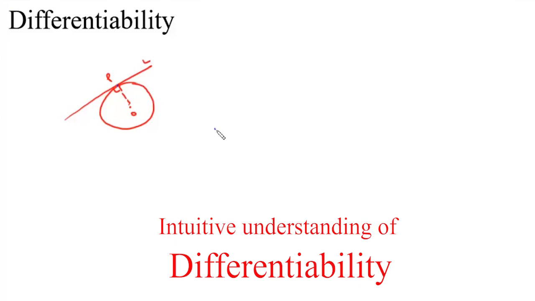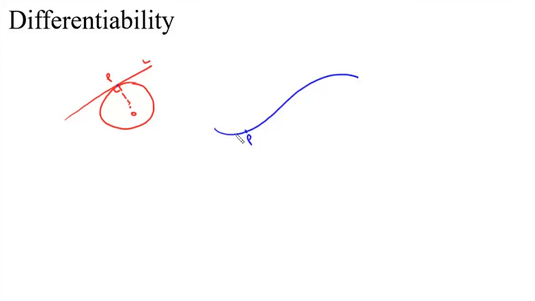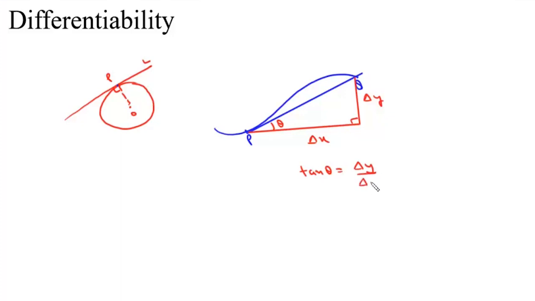Now when we talk about tangency of a general curve, say for example this one, we need to take a more dynamic approach. And for that, what we generally do is we draw a secant through a point, say P, and let the secant be PQ. Now we'll calculate the slope of PQ. This is say theta, this is delta y, and this is delta x. We'll say simply this tan theta is delta y upon delta x, and then what we'll do is we'll move this Q along this curve towards P. So we'll keep redrawing these secants.